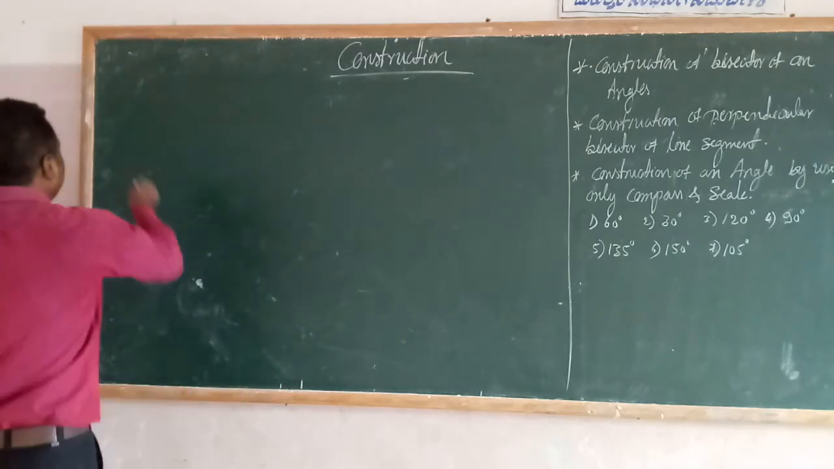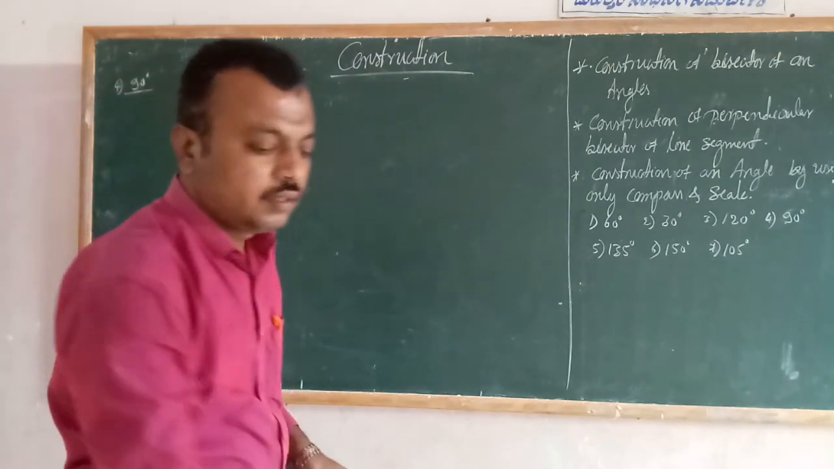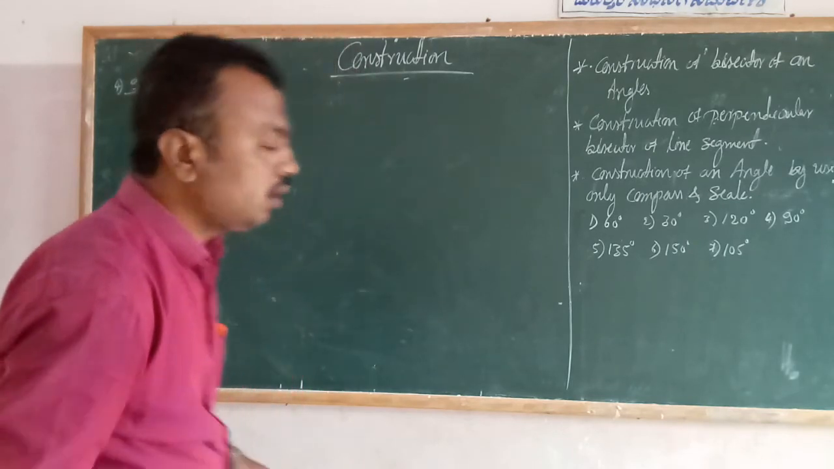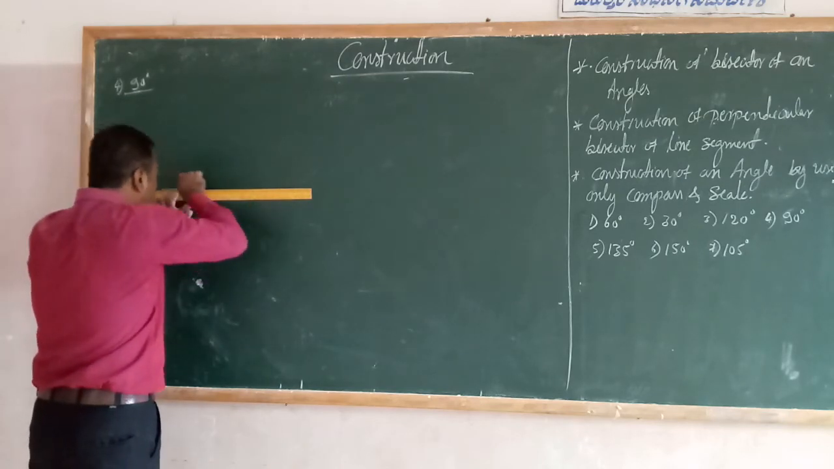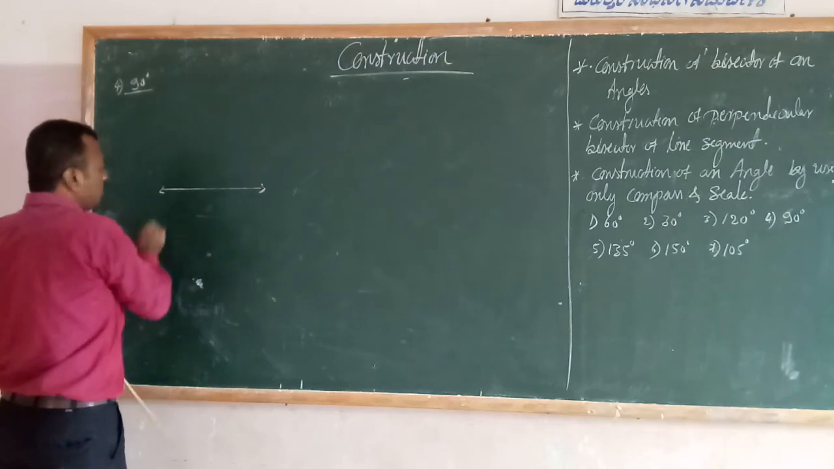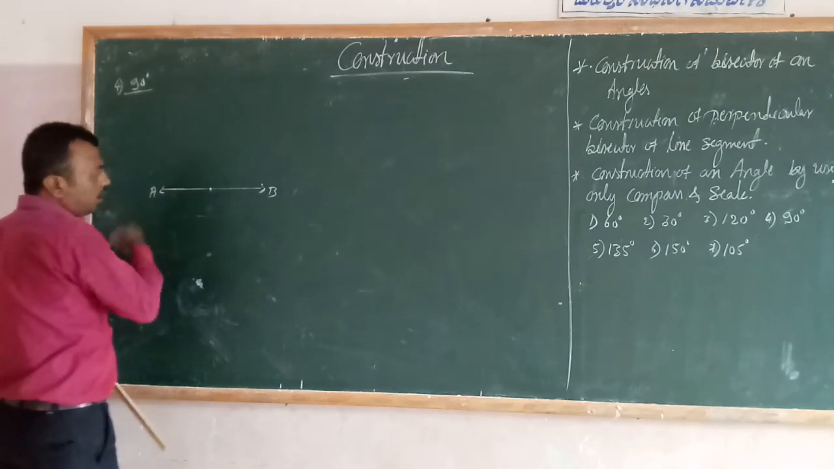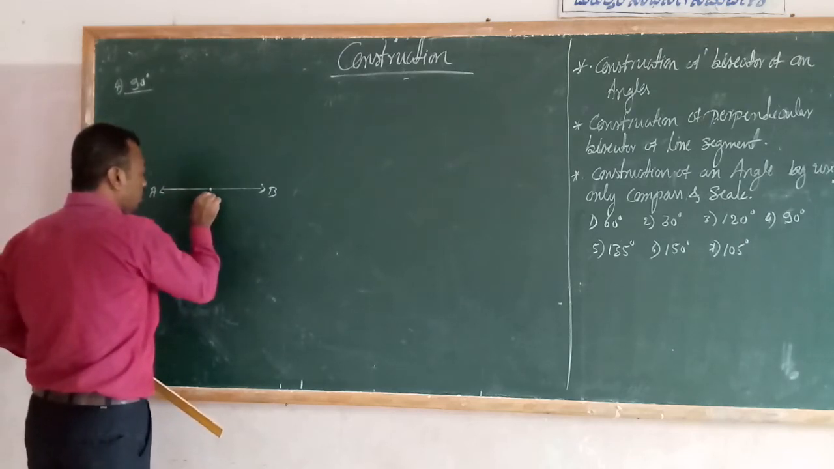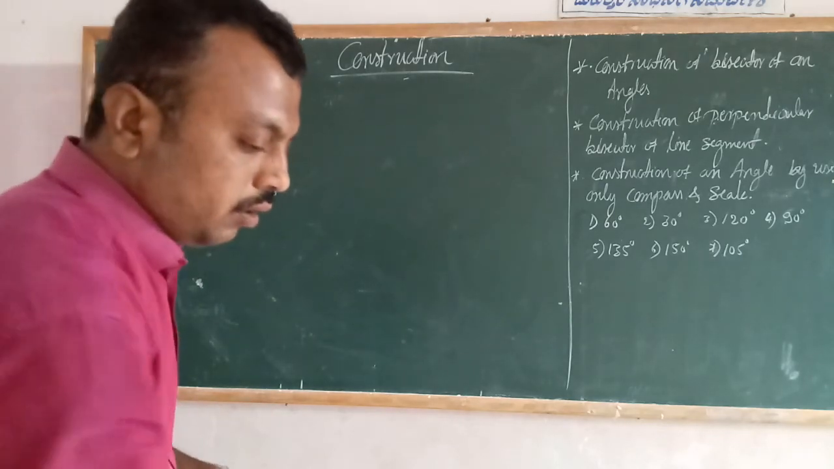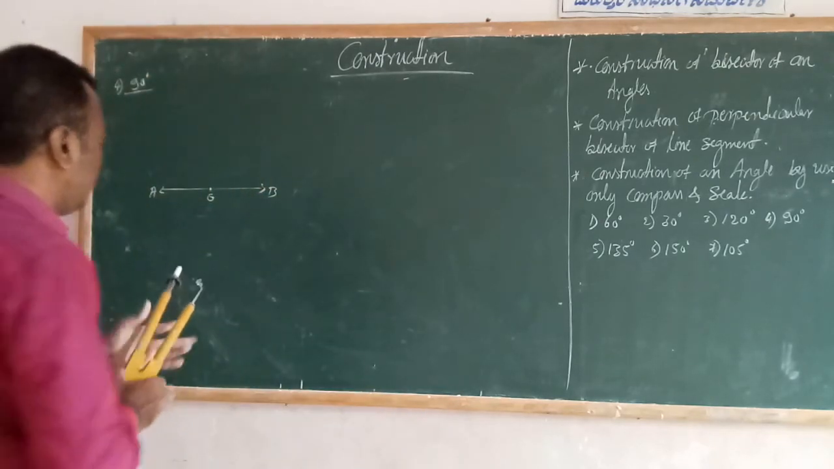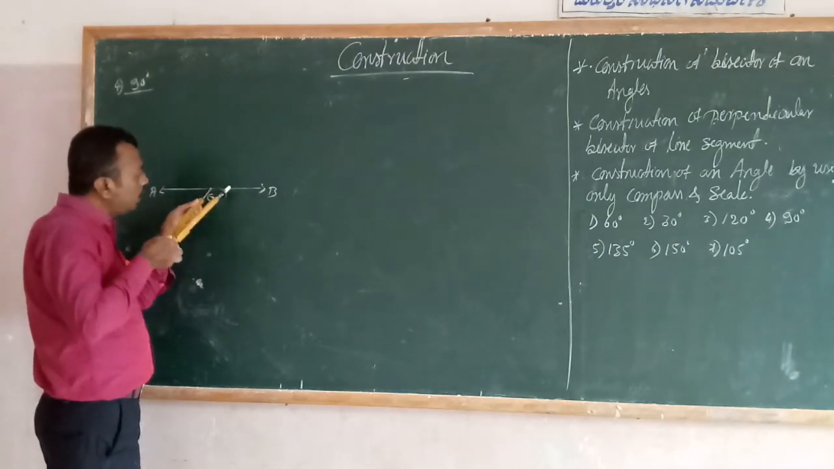So now 90 degree. First, the same procedure. Let us start with the scale. We have to draw any line, that is AB. Put a mark on the line segment AB, we will call it O. Now students, take the compass. Take any suitable radius, keep on the point O and cut an arc.